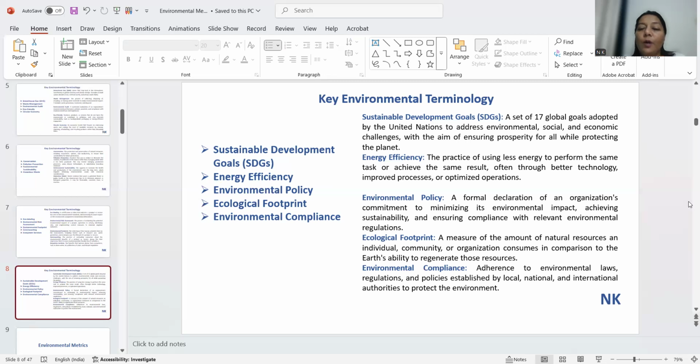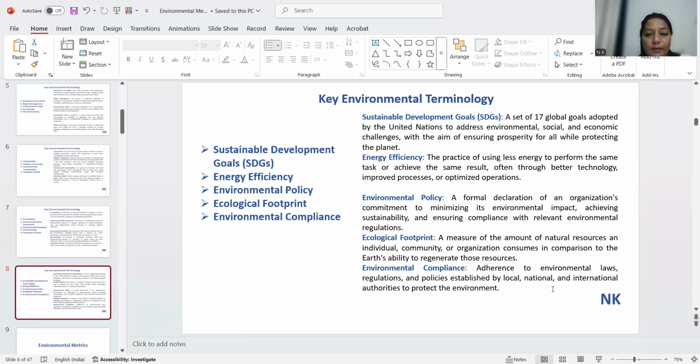And ecological footprint is the measure of the amount of natural resources an individual, community, or organization consumes in comparison to Earth's ability to regenerate those resources. Environmental compliance is adherence to environmental laws, regulations, and policies established by local, national, and international authorities to protect the environment. So that's it.